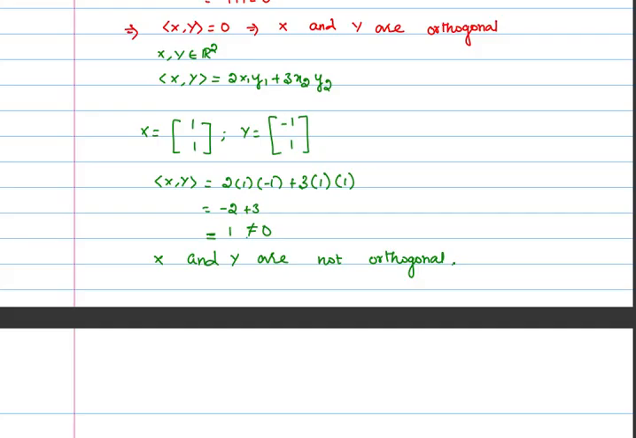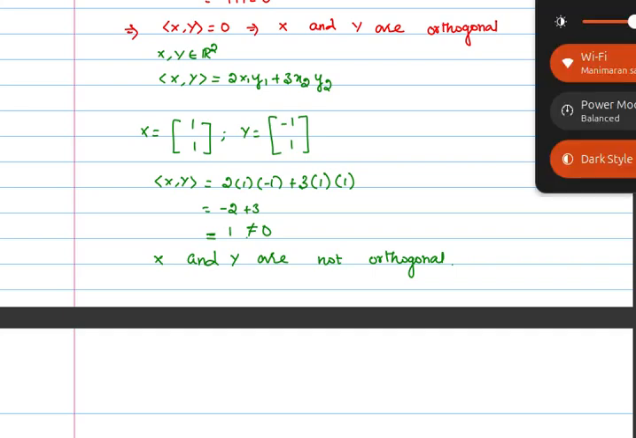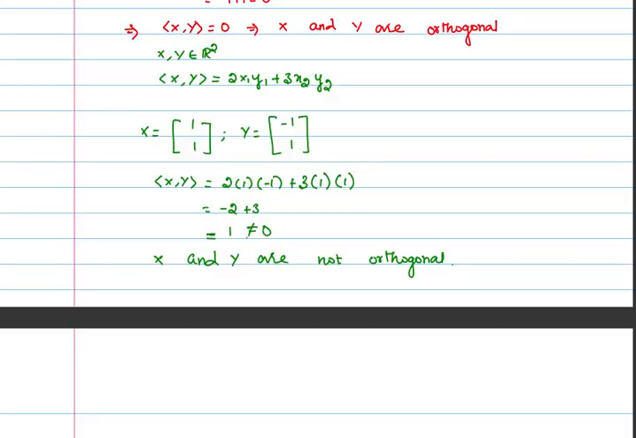I hope in this video you understood how to calculate the length of a vector, how to find the angle between two vectors, and how to tell whether two vectors are orthogonal or not.